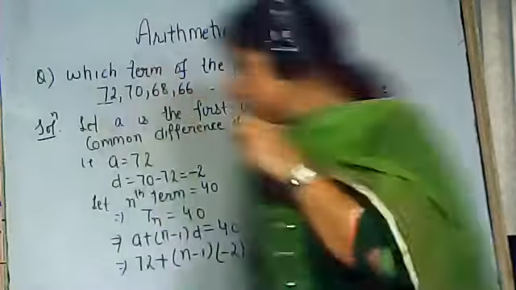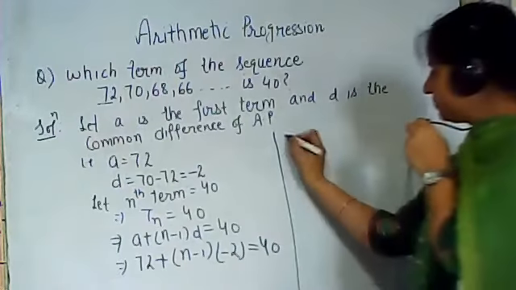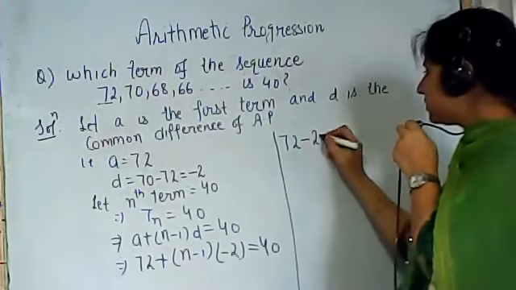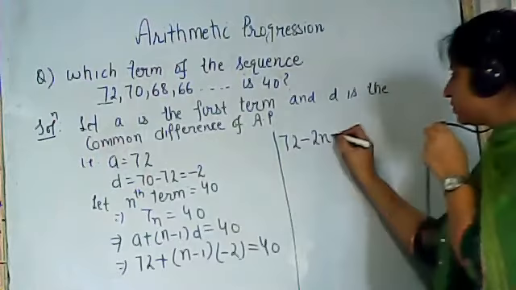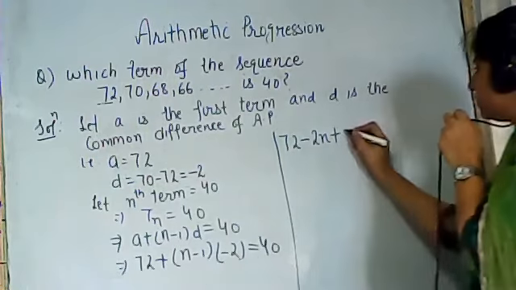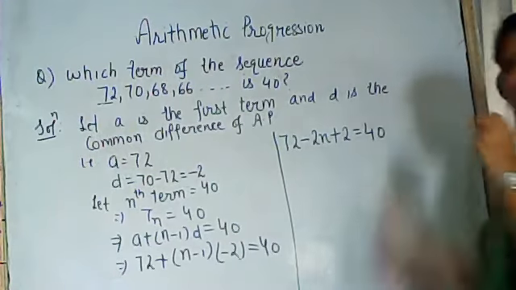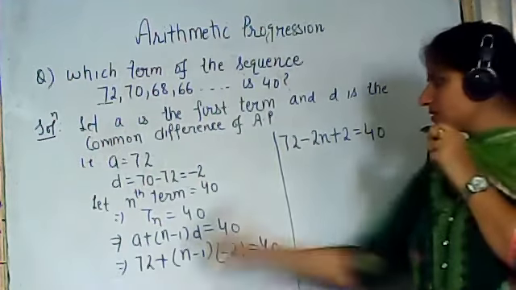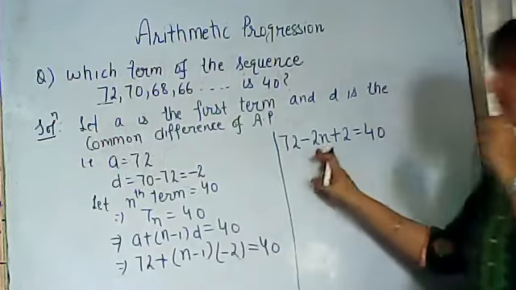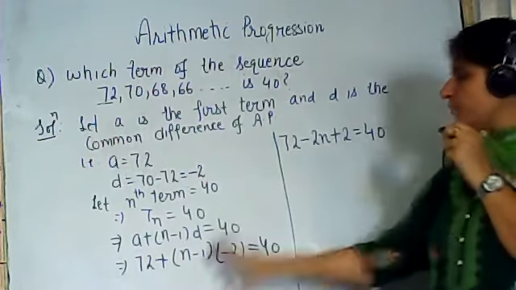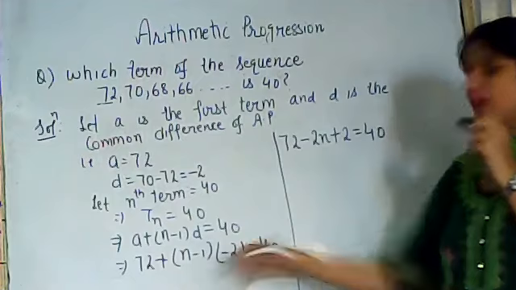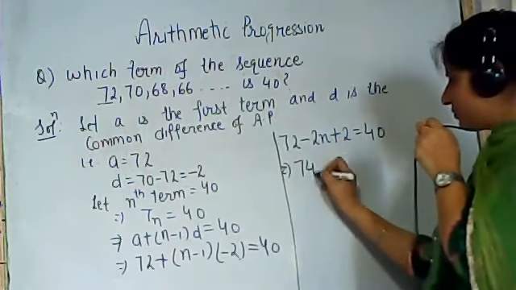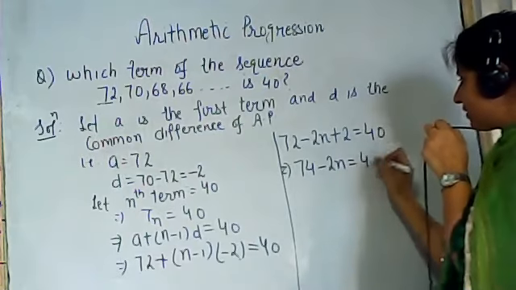So let us simplify this example. What will be the next step? 72 plus minus 2 into n, this is equal to minus 2n. Again, minus 2 into minus 1 will become plus 2, because minus minus cancels out. So beta, what is the next step? 72 plus 2 is equal to 74, minus 2n, this is equal to 40.